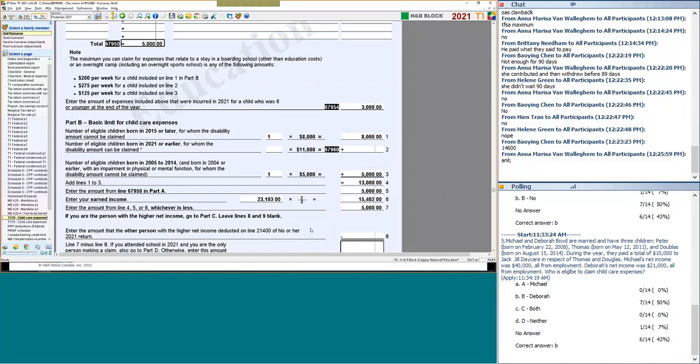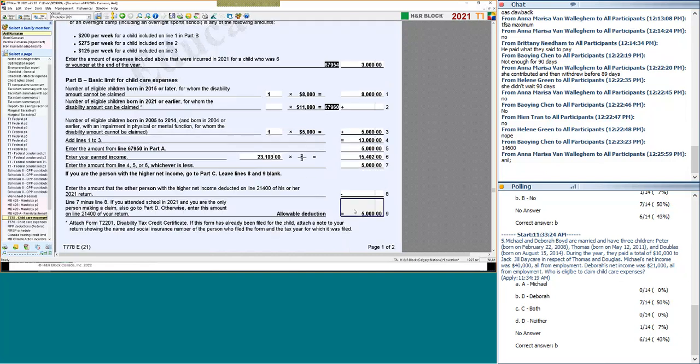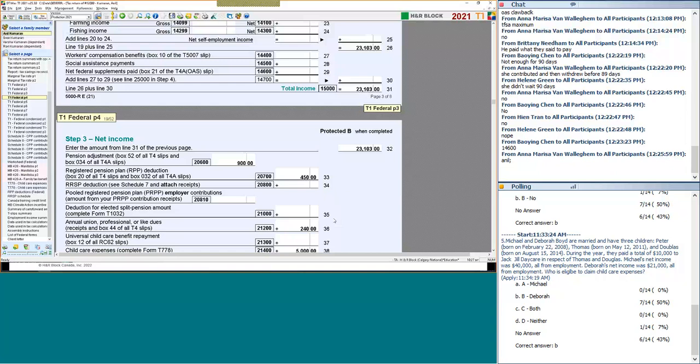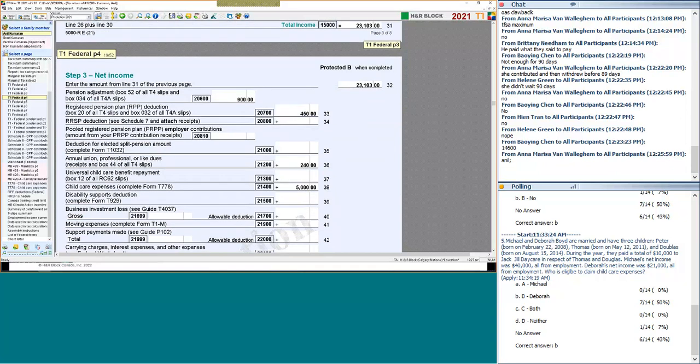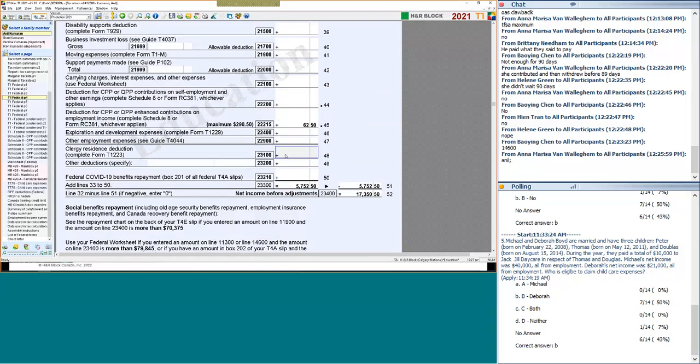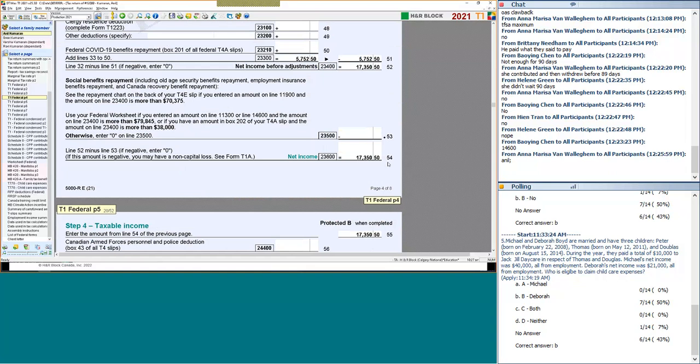And then we have to see what his earned income was. Because it's 2021, his earned income will be $23,103. 2/3 of that is 15, so he can claim all of the child care this year. He's going to have an allowable deduction of $5,000. If I give him a deduction of $5,000, what does it do to his income? Well, his income is $16,000 plus $7,103. He's going to get to deduct the registered pension plan, the union dues, and the child care, and a little bit of enhanced CPP. That's going to bring his income down to $17,350.